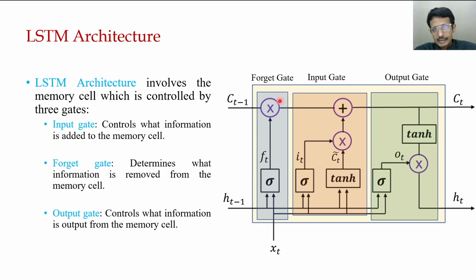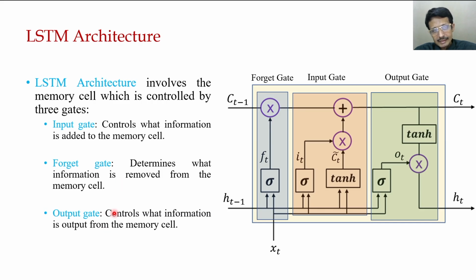Next comes the forget gate. This is the forget gate. It determines what information is to be removed from the memory cell. It essentially takes the decision on the information coming from the previous state, that is C(t-1): what portion of this information is retained and what part is removed. That is done by the forget gate.